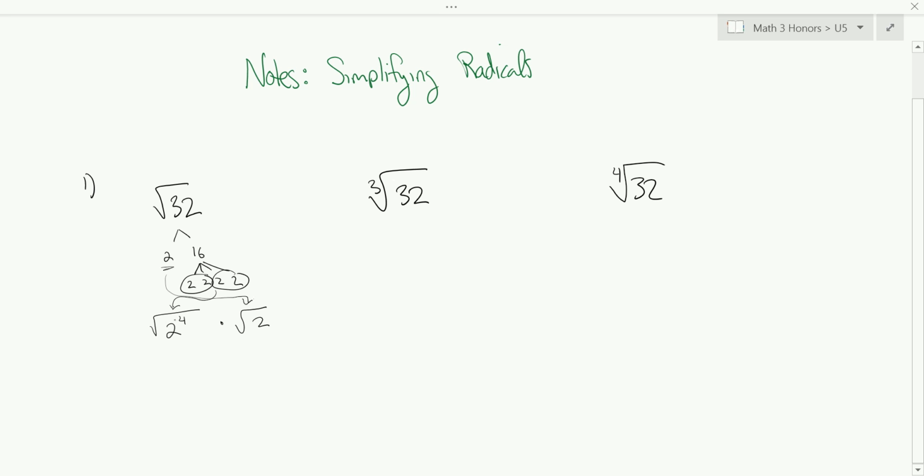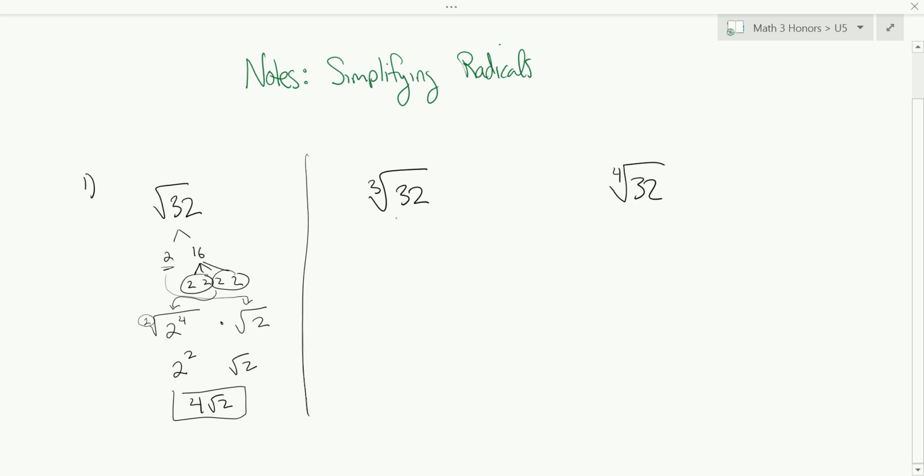So what's the square root of 2 to the 4th power? 4, or 2 squared. And by default, our root here is 2. And if you divide your power by your root, so divide the 4 by the 2, we end up with 2 squared, square root of 2, or 4 root 2. Okay. And there are other ways to get 4 root 2, but I'm just demonstrating one way to go about this.